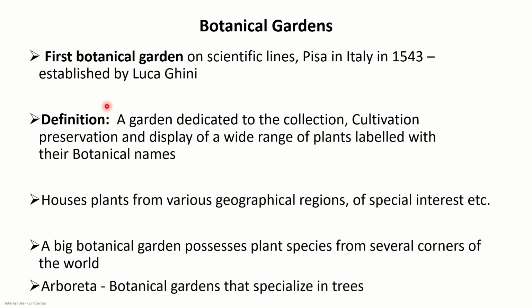Other than this, what does it do? It houses plants from various geographical regions of special interest. Now, going to all places and finding the plants available in all seasons at one point of time is not possible. So, if we collect these plants at one place and then study them, it becomes easier for students or researchers to study better. A big botanical garden possesses plant species from several corners of the globe.